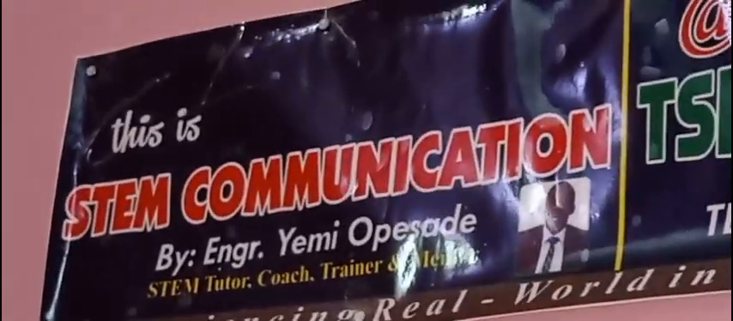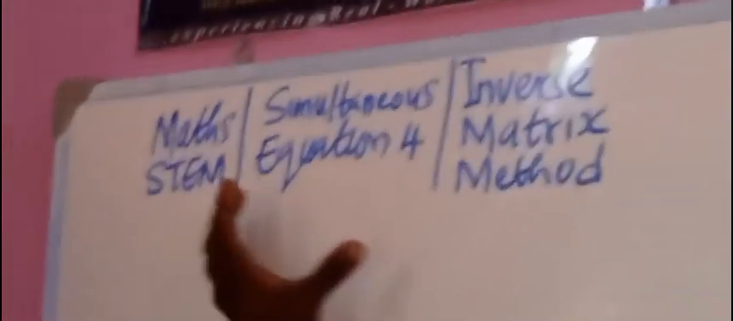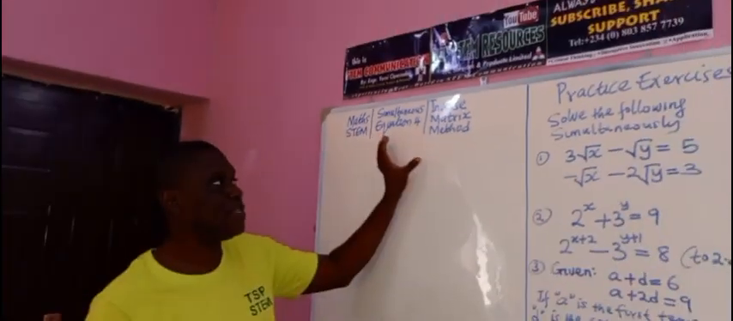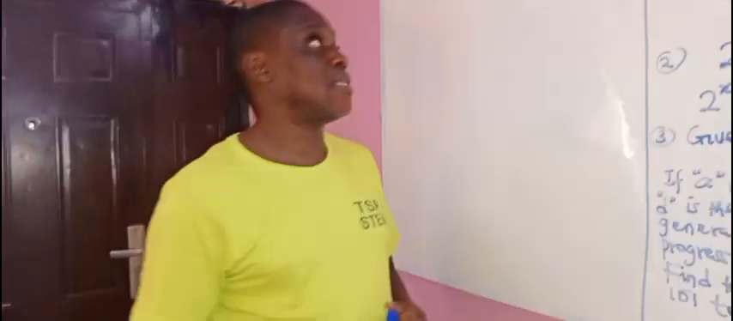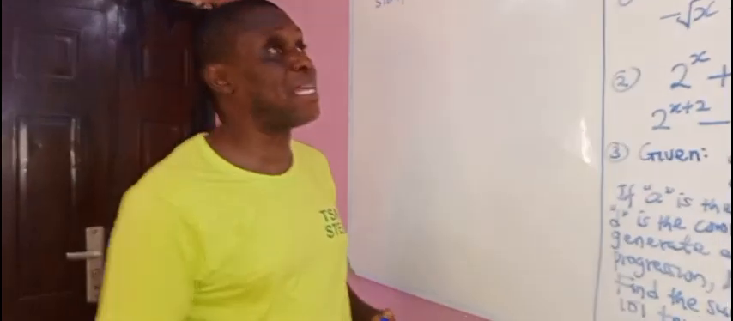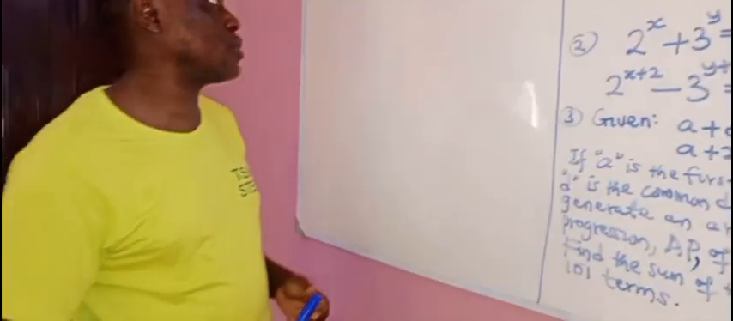I welcome you to another STEM communication. We are looking at mathematics today, and we are looking at simultaneous equation part 4. We have looked at part 1, part 2, part 3. This is part 4. The part is as a result of the methodology of solving, because a particular method can be specified to candidates in an exam that is used to solve problems that have 2 or more variables. That's why we need simultaneous equation.